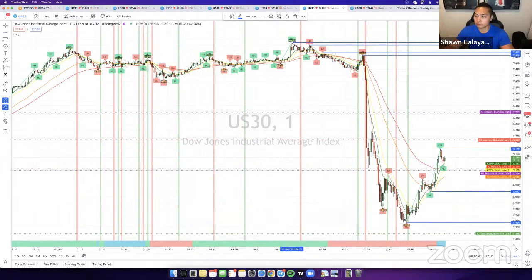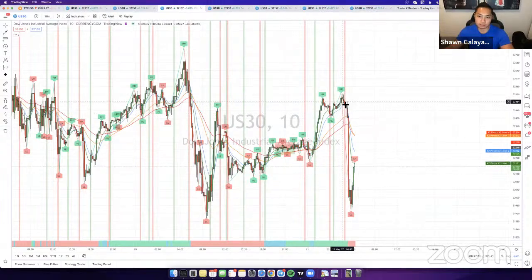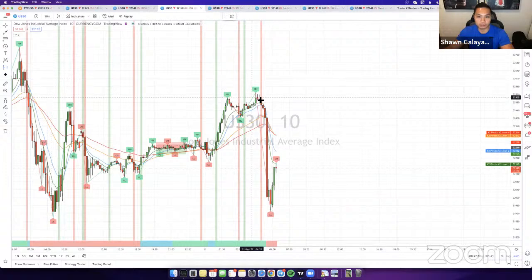Here is liquidity marked up on the 1 minute. Going over to the 10 minute, there was a lot of V3s that came up. I don't know if a lot of you guys spotted it. I was asleep, but if I was awake, I would have taken the V3 right here. There was one off the 10 minute right here, went straight to full TP, huge move.